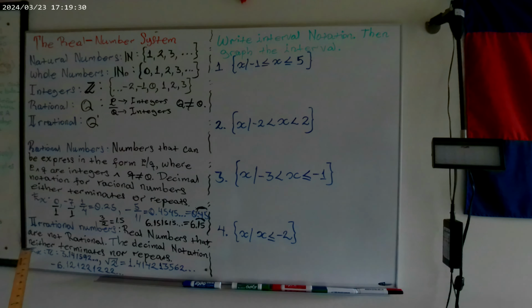The decimal notation neither terminates nor repeats. So basically, irrational numbers don't have termination. They don't terminate and they don't repeat, because if the number repeats, that means that number is rational.